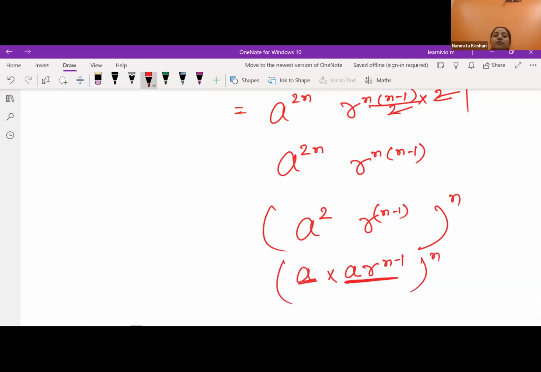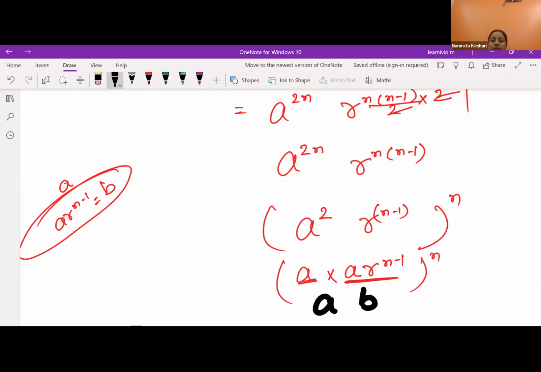Getting it? It was given in the question that the first term is a and the nth term, a r to the power n minus 1, is b. It was already given in the question. Getting it? Yes, ma'am. We are done with the proof. We have not done any arrangement except that formula you have seen for the very first time.